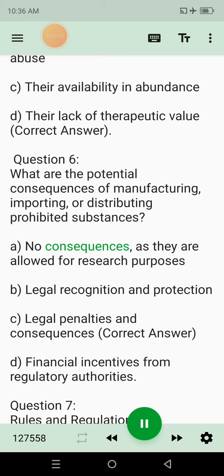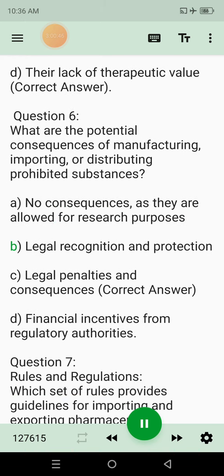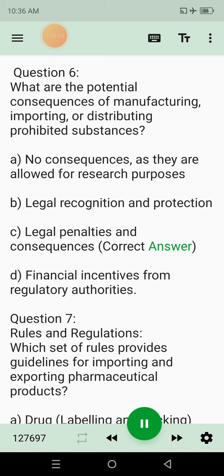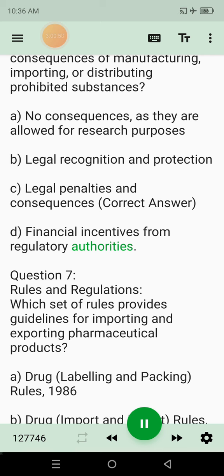Question 6. What are the potential consequences of manufacturing, importing, or distributing prohibited substances? A. No consequences, as they are allowed for research purposes. B. Legal recognition and protection. C. Legal penalties and consequences. Correct answer. D. Financial incentives from regulatory authorities.